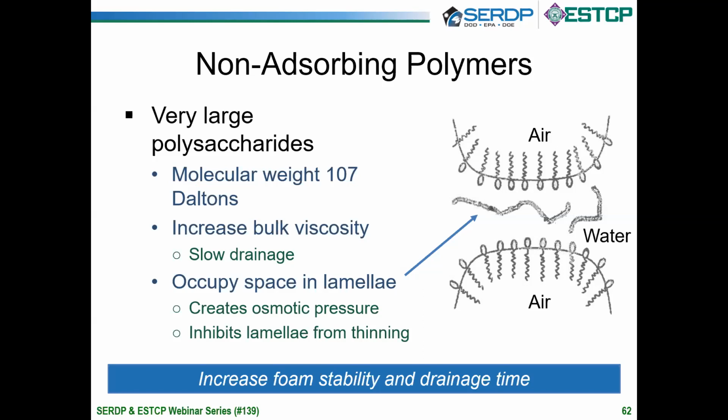Because they occupy so much space and are so big, as the foam tries to drain out of those lamellae, it drags the polymer with it, and that creates an osmotic pressure to try and force the polymer back. So again, it's almost like an elastic effect that inhibits the lamellae from thinning and increases the foam stability. So these are widely used in foams. The downside, of course, is that they make the foam concentrate very viscous, and we have non-Newtonian pseudoplastic concentrates that are certainly not drop-in replacements for current AFFFs.